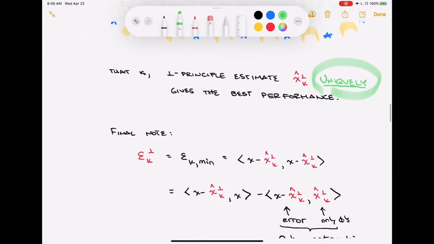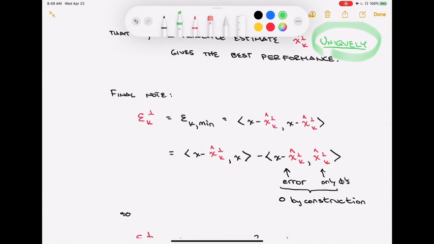Okay, a final note that we might do: this is the last part of column 2 that talks about the orthogonality principle.